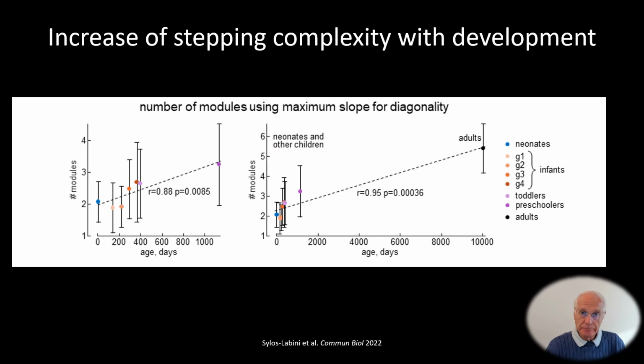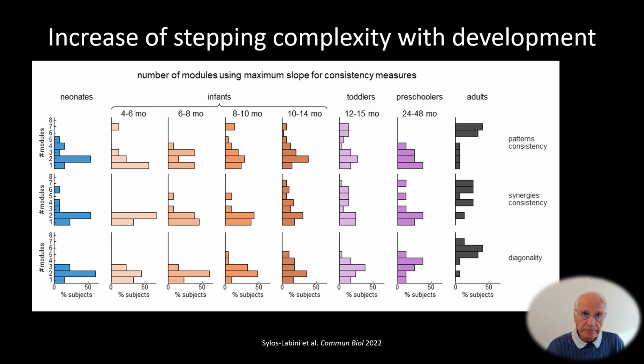We found that the complexity of locomotor commands increases with age. We recorded children of different ages from birth till 4 years. We factorized, as before, the electromyographic activity of multiple muscles. And we found that there is a progressive increase of the number of neuromuscular modules, activation patterns, and muscle synergies with increasing age. However, there is considerable variability between children of the same age. The histograms depict the distribution of the number of modules in each age group.